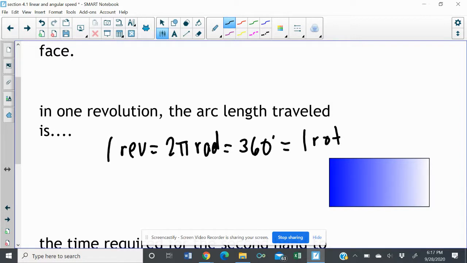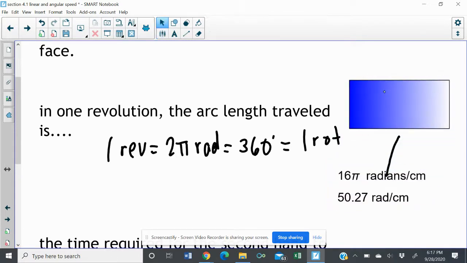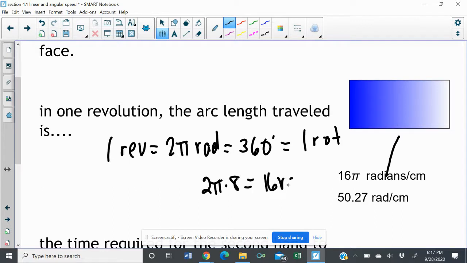So this is asking for the arc length traveled. Arc length is, sorry, we have 16 pi. If you remember arc length, we have 2 pi times 8, which is our 16 pi centimeters. And this is it multiplied out.